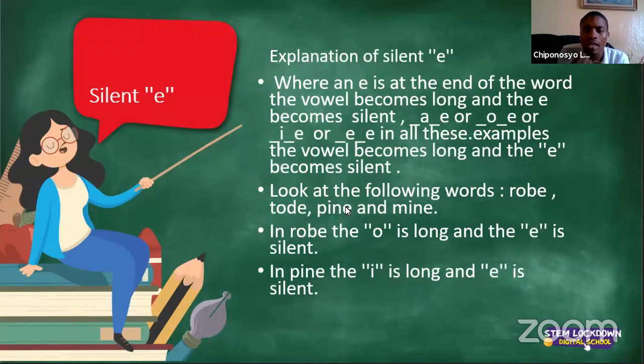Even if you look at the other words, such as toad and mine, the I becomes long, or the vowel becomes long, and the E at the end becomes silent. So the rule is that if there's an E at the end, the vowel, either A, E, I, O, or U, you stretch them out.